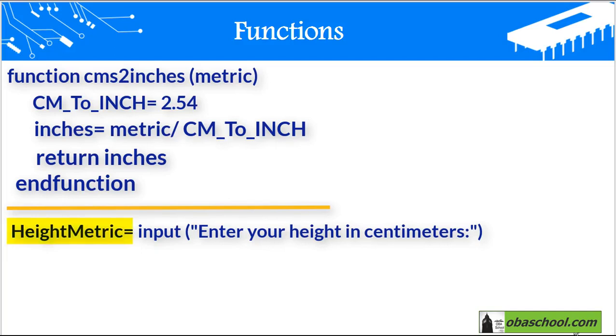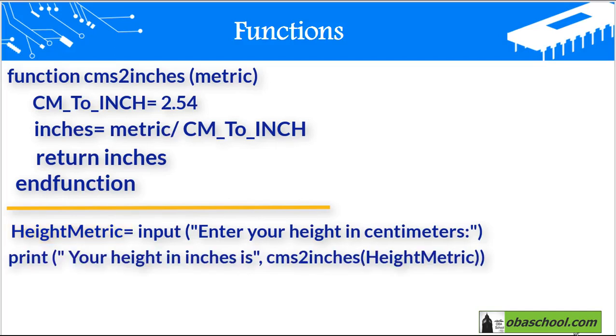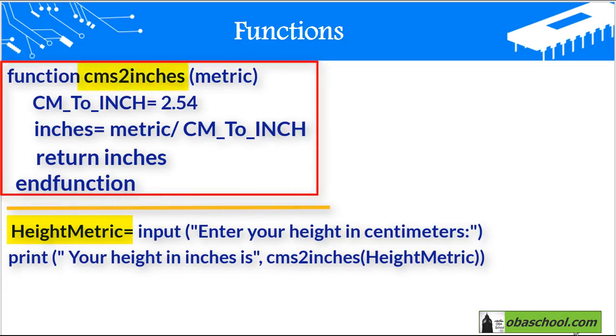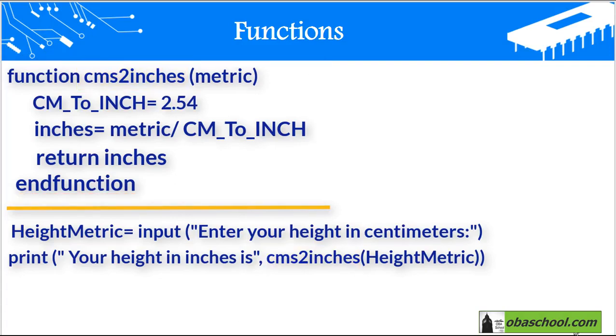Then we're going to print your height in inches is, and we put it between brackets and quotations, and after that we put a comma and put CMS2 inches, which is our function, and pass to it the parameter height metric, which is the value of centimeters that the user entered. So now we are calling the function CMS2 inches. Our variable height metric is the parameter which is found in the function, which is metric.